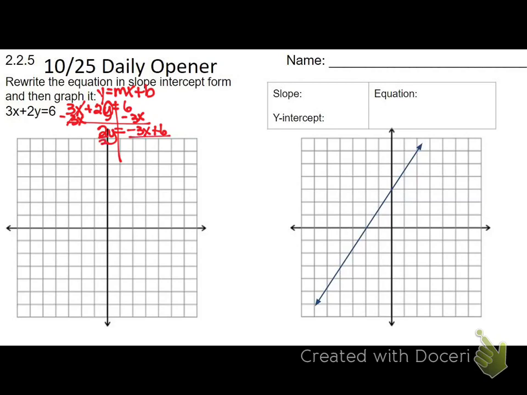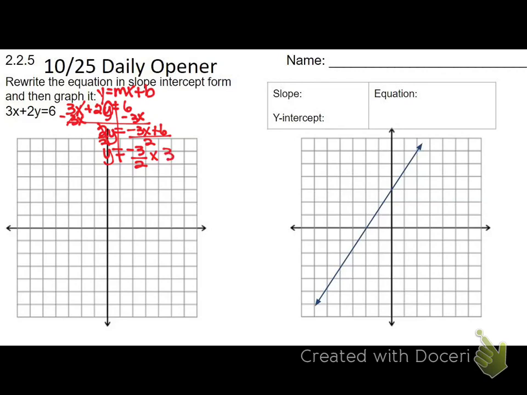That means we're going to divide the entire right side by 2. And y is going to equal negative 3 over 2x. Yeah, give me just a second. Okay. There you go. And what's 6 divided by 2? 3. 3. Okay. So now we're going to graph this.